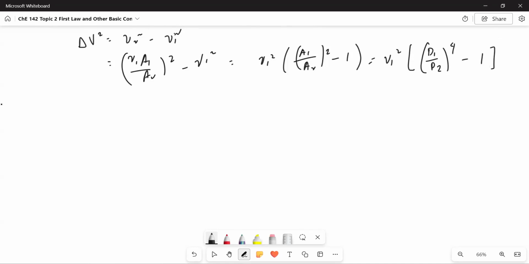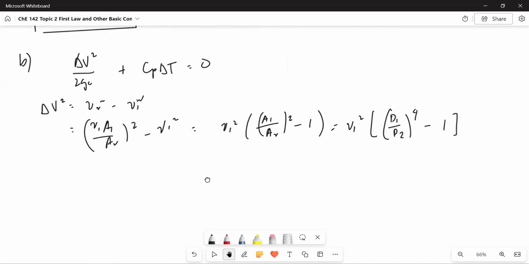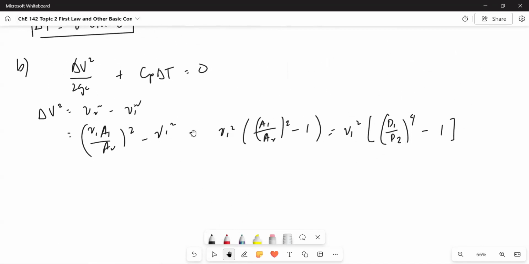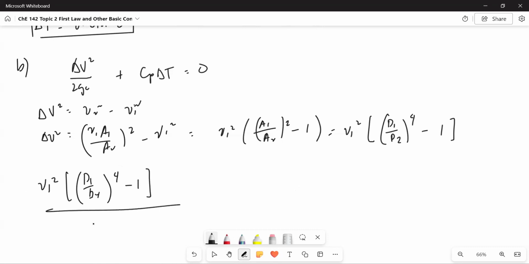Now we input this into our formula right here. So we replace delta V squared. This is delta V squared, right? Replacing that into the equation, minus 1 over 2 GC plus CP delta T equal to 0. So if D4, I'm sorry, this should be D2.